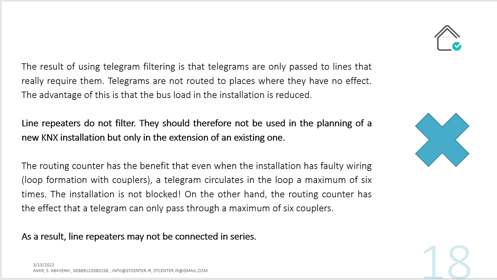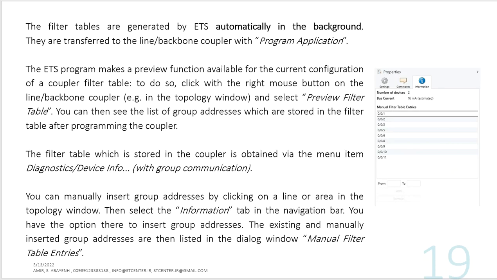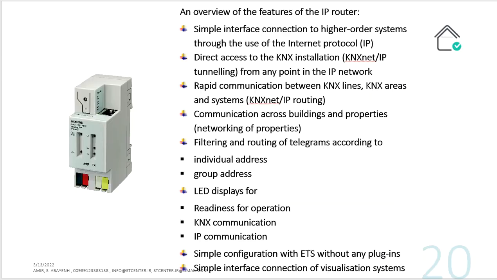Line repeaters do not filter. They should therefore not be used in the planning of a new KNX installation, but only in the extension of an existing one. So in a new KNX installation, you never use the line repeater, but maybe you want to extend something from before where you used the line repeater. Great. Also, I told you through the example how you manually add or remove group addresses from the filter table. Okay, IP router.